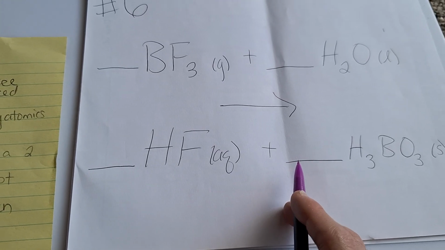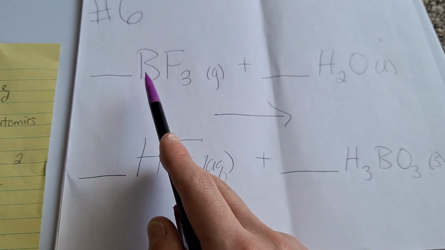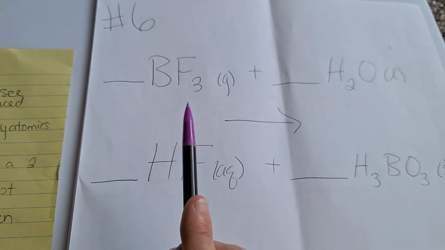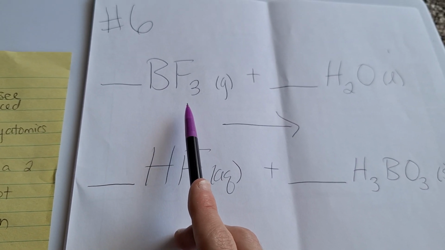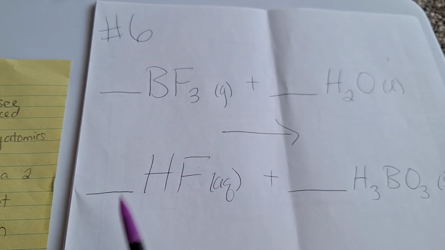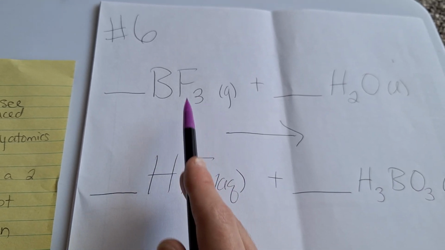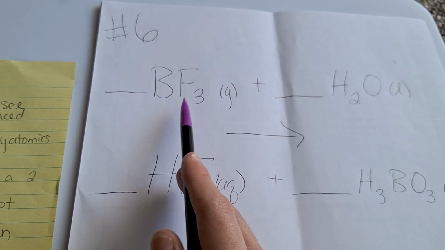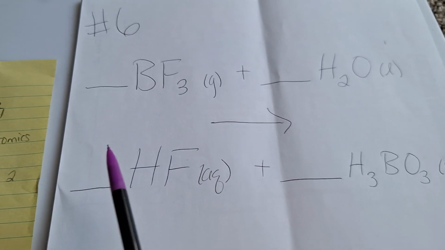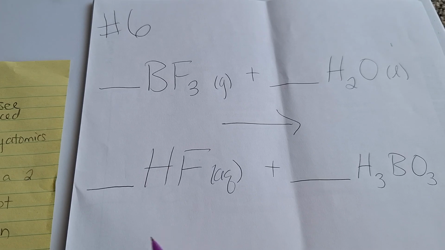Okay, so we've got to check to see if it is balanced. So boron here, one boron there, that's good. Three fluorines, only one, so not balanced. We have polyatomics, yep, the BO3, but there's no BO3 over here, so we'll ignore rule 2 for right now. Odd even, we don't really need to do odd even right now.